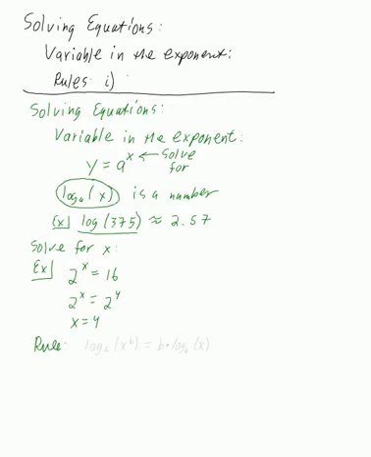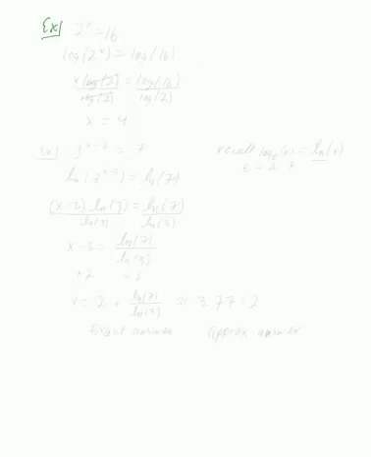This rule says that if we have log base a of x to the b power, that means I'm going to have b times log base a of x. With this rule, we get to bring the exponent down in front, and it becomes multiplication. Let's apply this to our previous example of 2 to the x equals 16.